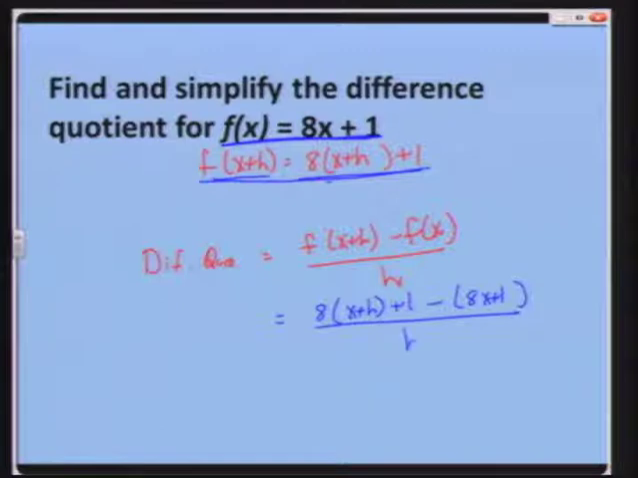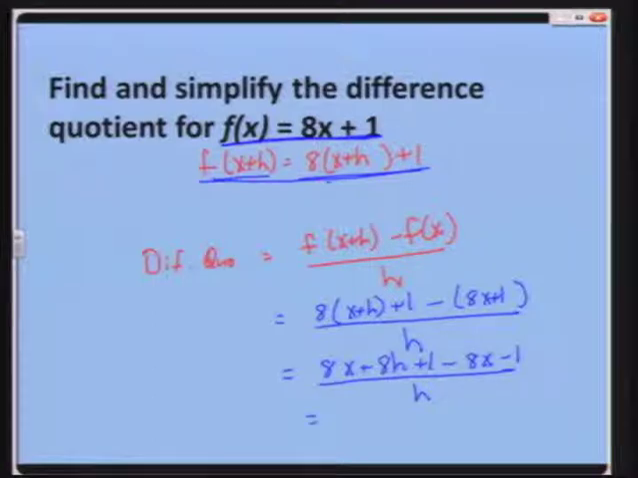all divided by h. All right, so now distributing, we get 8x plus 8h plus 1 minus 8x minus 1, all divided by h. Notice now that 8x and opposite of 8x add up to 0. 1 and minus 1 adds up to 0. So I'm left with 8h in the numerator, h in the denominator, and h divided by h is 1. So I have 8 as my difference quotient.